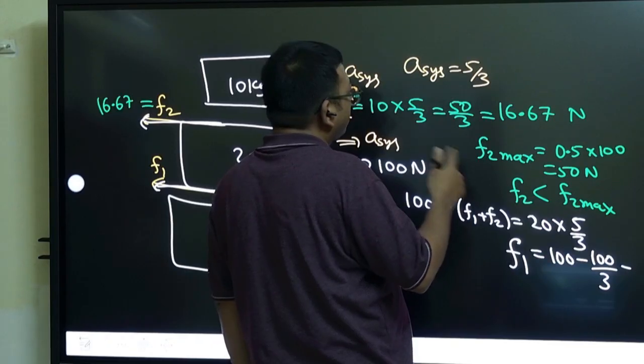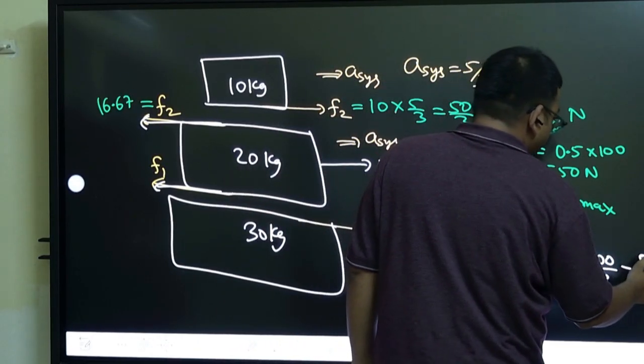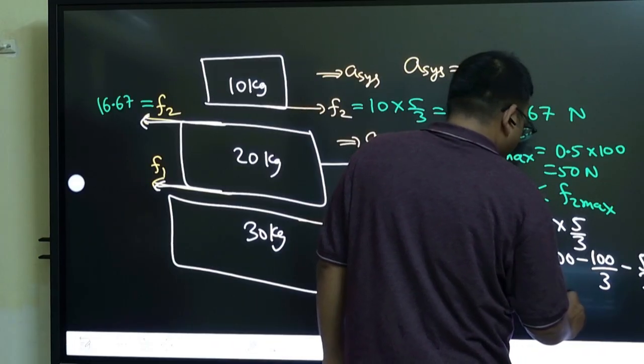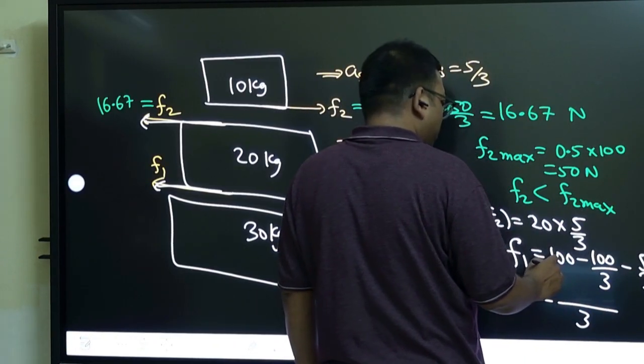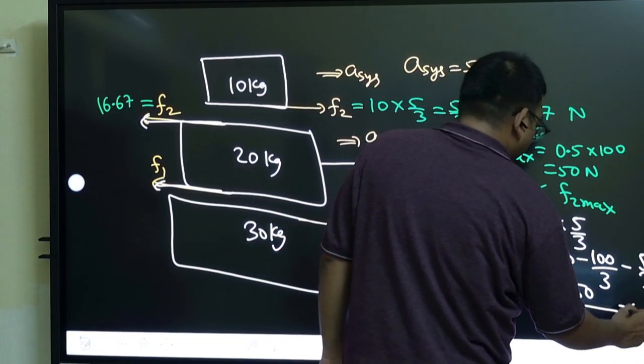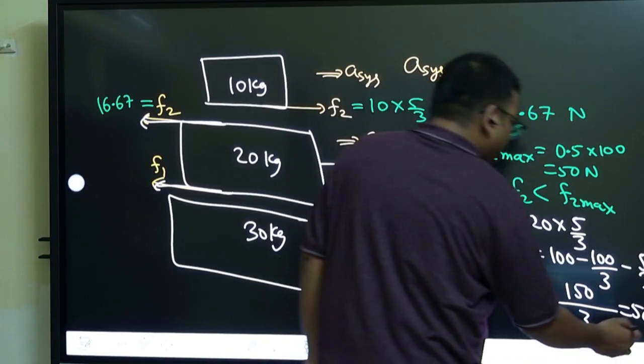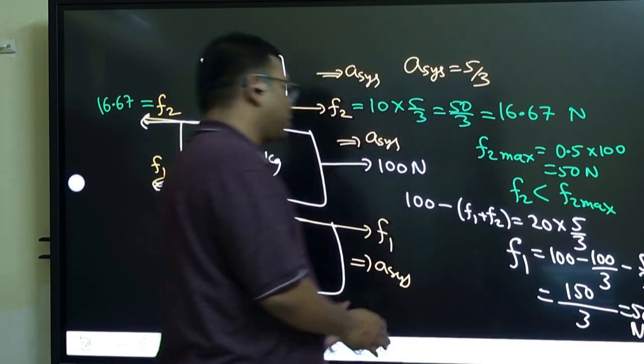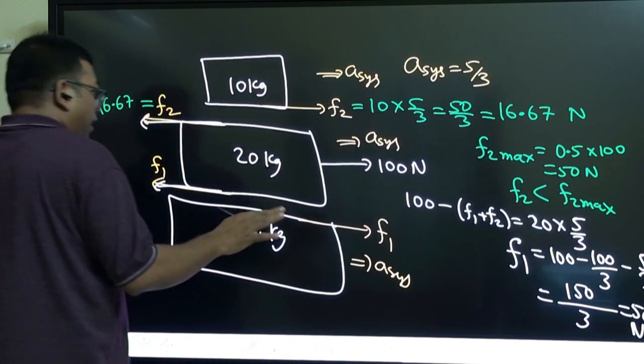F2 already we have calculated, which is 50 by 3. So let us keep 50 by 3 and calculate. So 3, this will become 300. 300 minus 150. 150 by 3. This will come as 50. 50 Newton. F1 is coming 50 Newton. So I have calculated that.